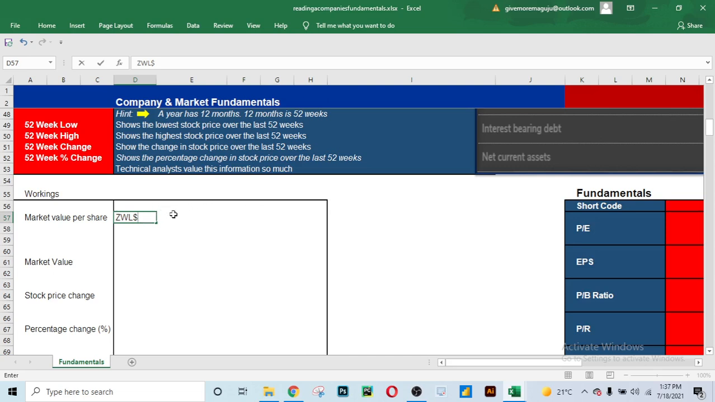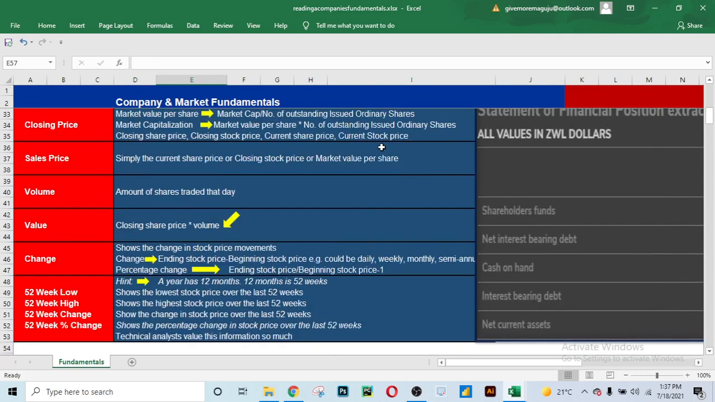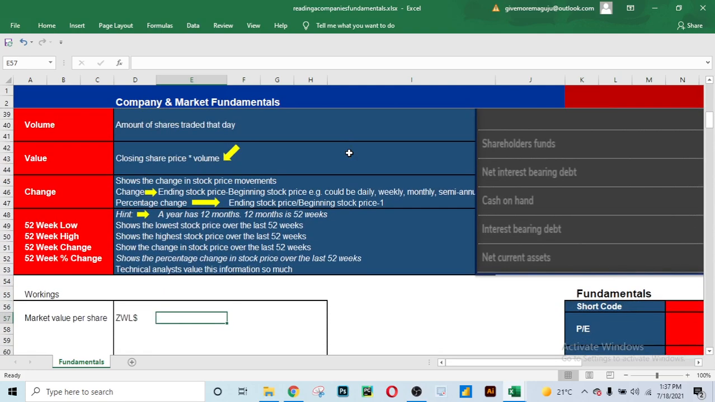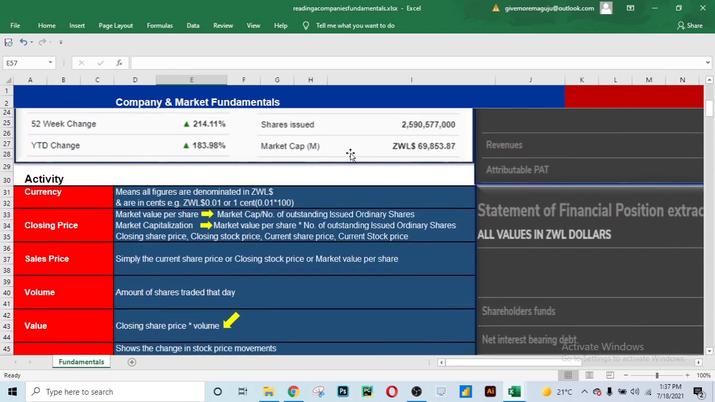We want to see how to do this. This will be very, very interesting. Now that we've specified the denomination, like I shared in the formula above, we calculate the closing price by taking the market cap divided by the number of outstanding issued ordinary shares. So we want to go quickly.